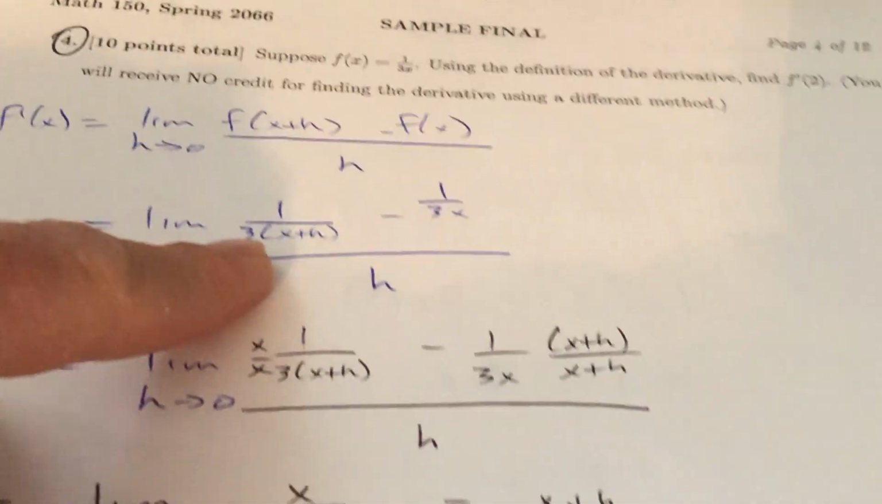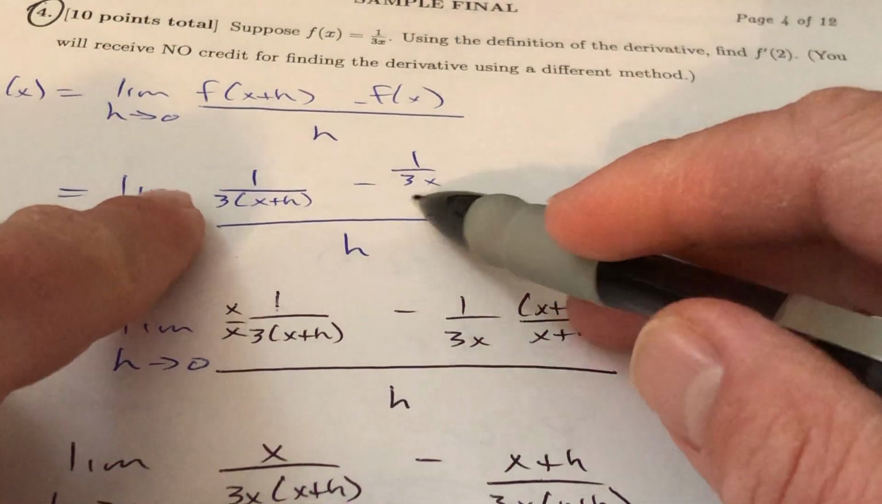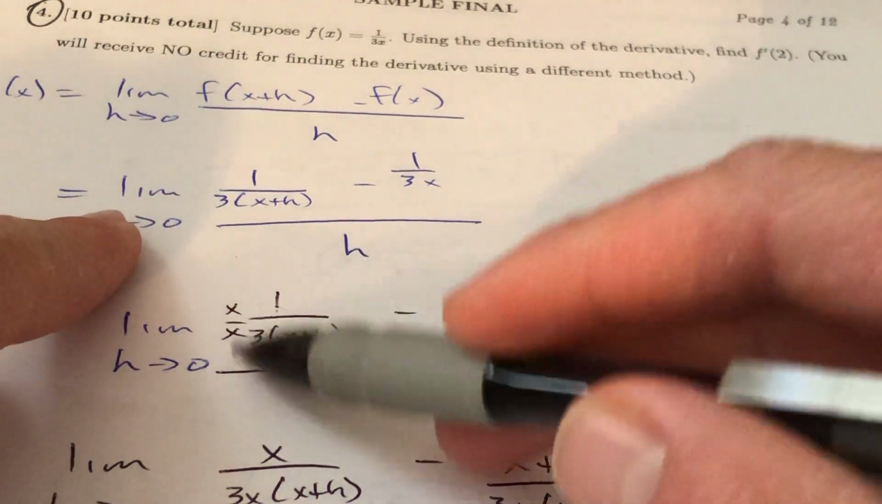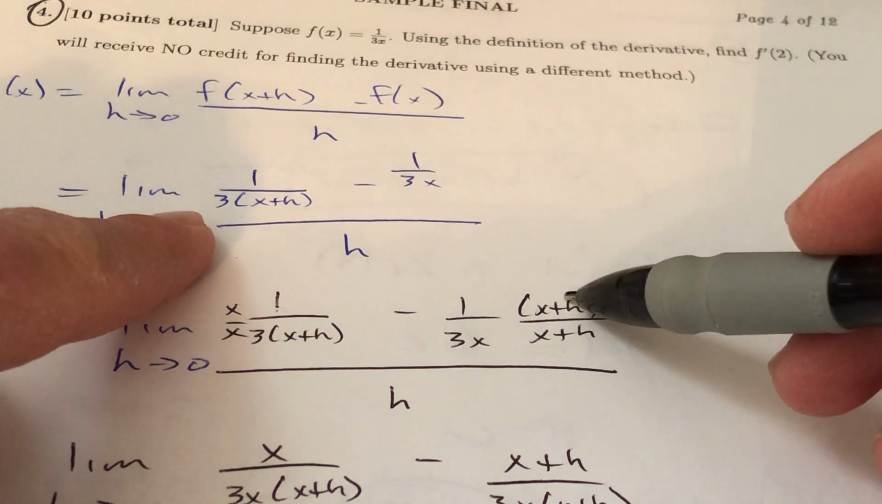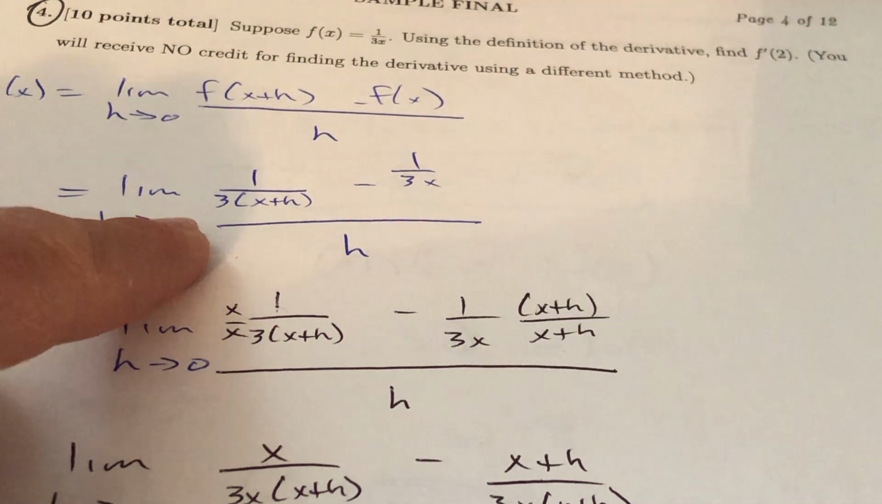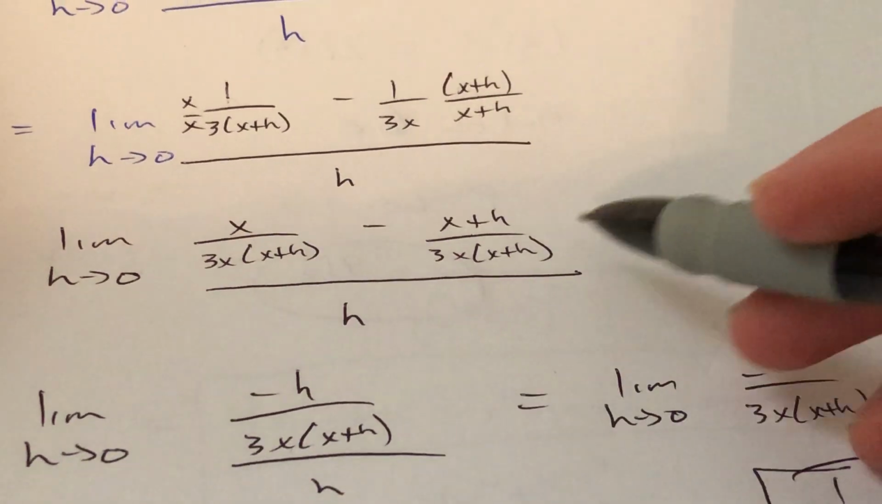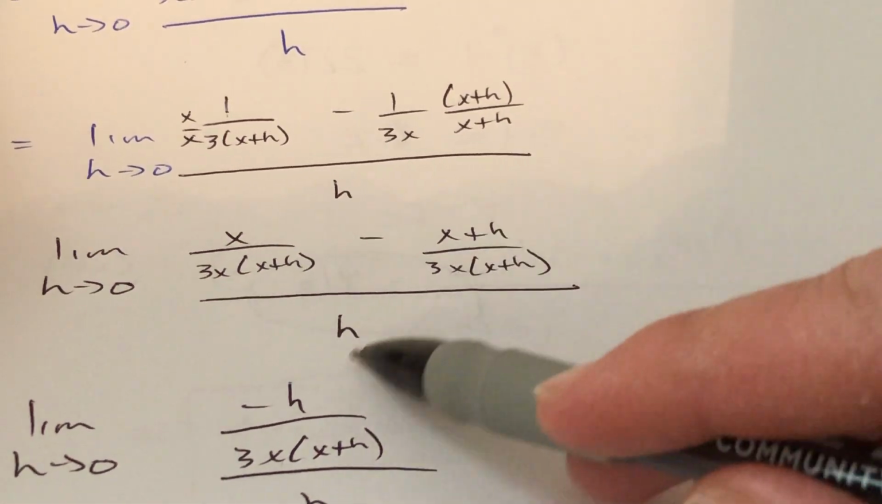So take a look at the denominators then. They both have 3's. This one has an x, so give it x over x. This one needs the x plus h over x plus h. That's what we're doing. 1 times x and h just gives us x and h. Now we will subtract. When we subtract, that negative h is going to remain.